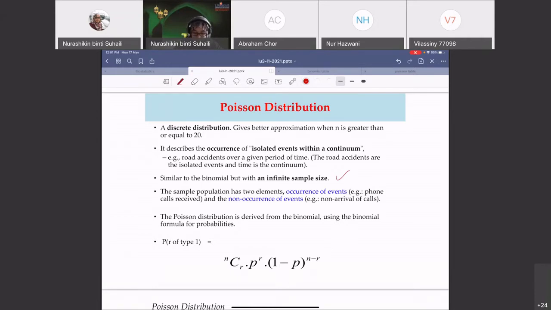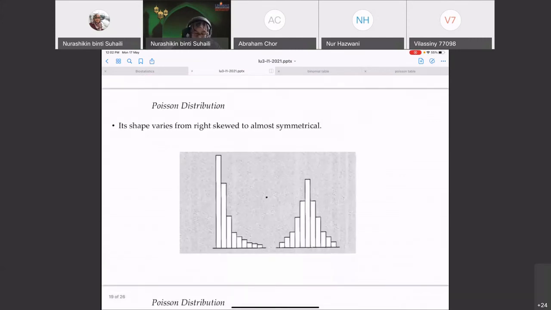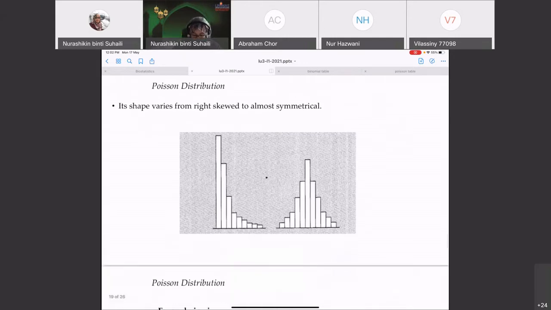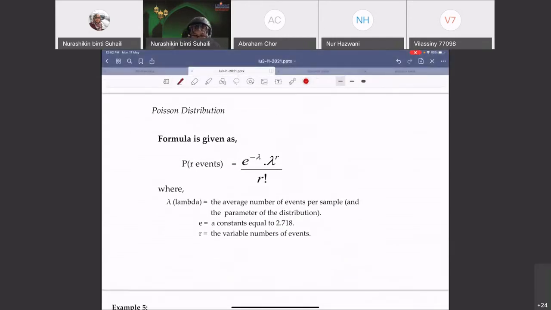So it's actually like a sister of binomial, but it is used when n is greater than 20. The distribution can be symmetric, or skewed to the right or to the left. So this is the formula for the Poisson distribution that you have to take note of.